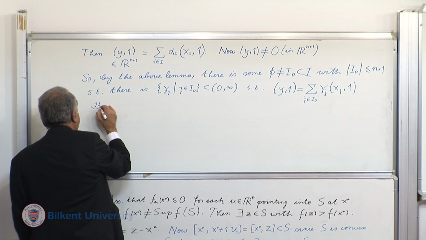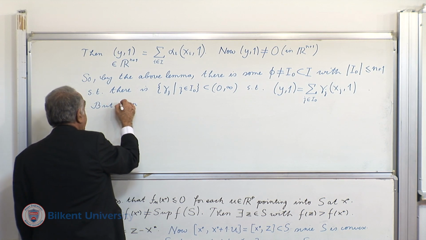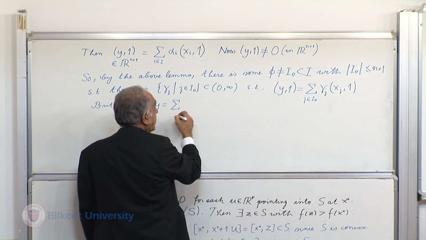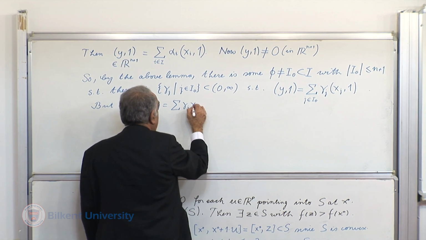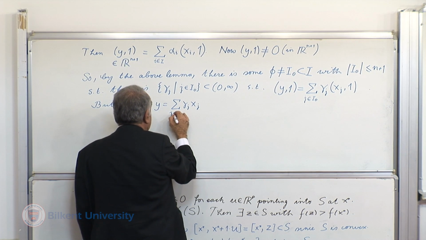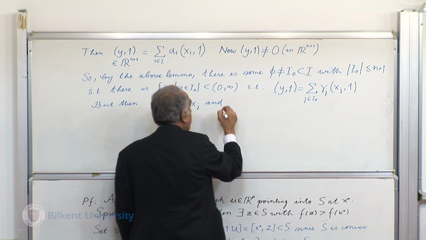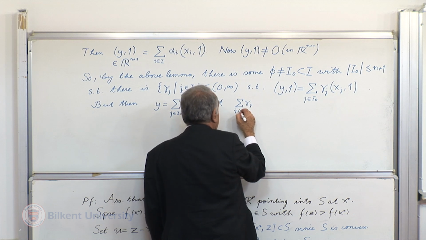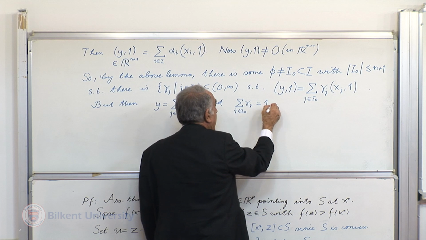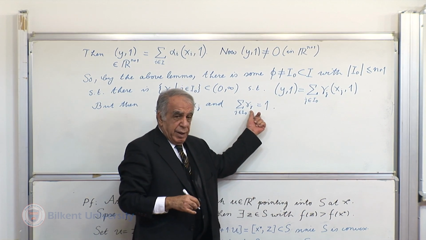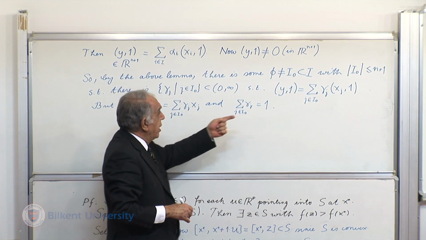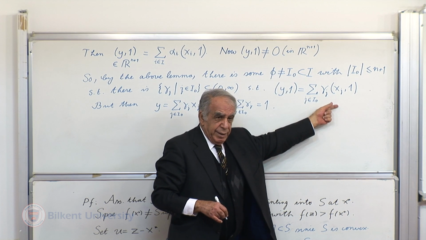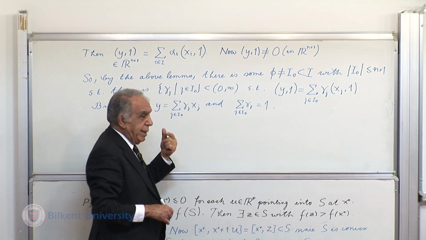But then y is equal to the sum of gamma_j x_j, j in I_0, and the gamma_j's, j in I_0, they add up to 1. And in fact, each is positive. So this actually is now a convex combination of the x_j's. Okay?